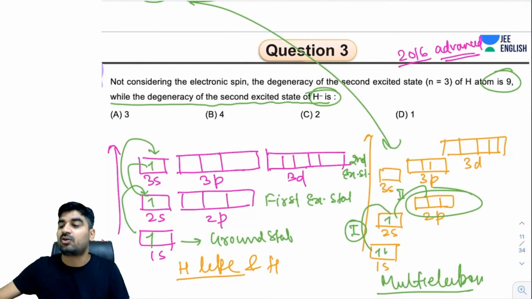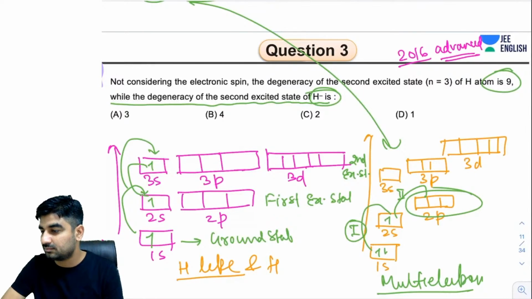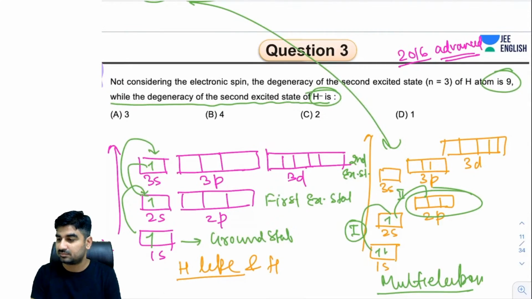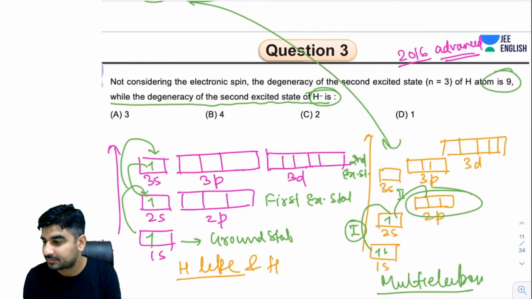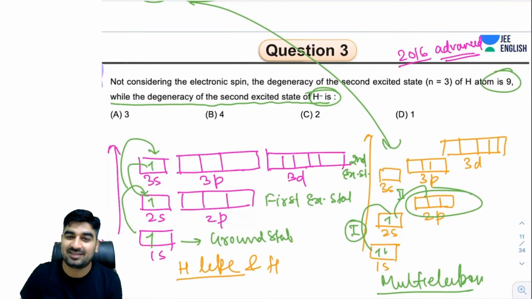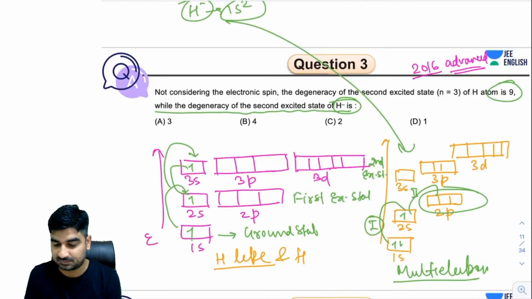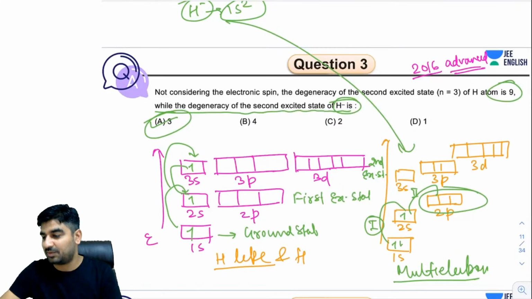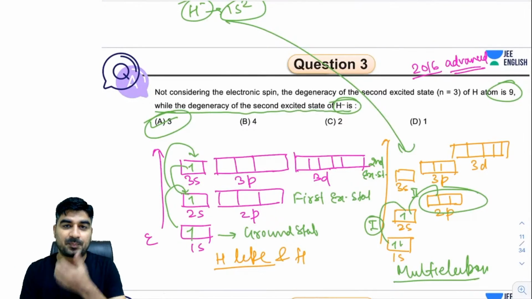So how many degenerate orbitals are there? Now tell me, how many degenerate orbitals are there? It's 3. Yes. So the answer will be A. Yes, Somil, Ketav and Sylvester.